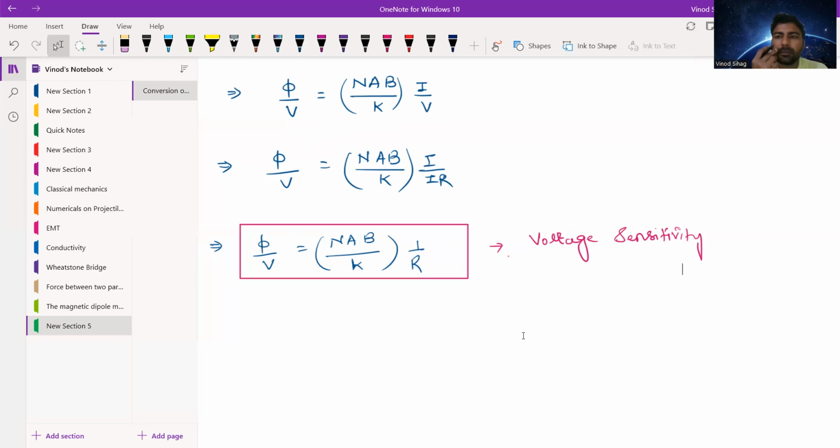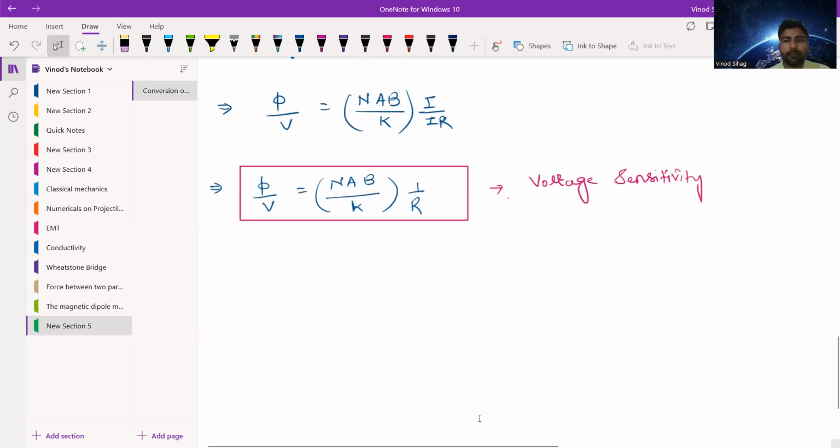Okay, if we increase the number of turns, then obviously, in a proportional way, its resistance also will increase. Let's say, for example, if the number of turns is doubled, then obviously the current sensitivity will be doubled. But what will happen in the case of voltage sensitivity? If we double the number of turns, then the resistance will also get doubled.